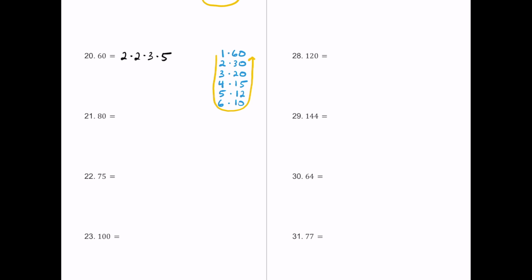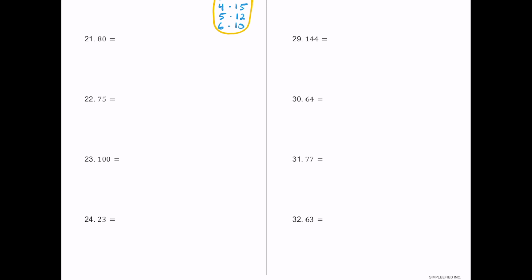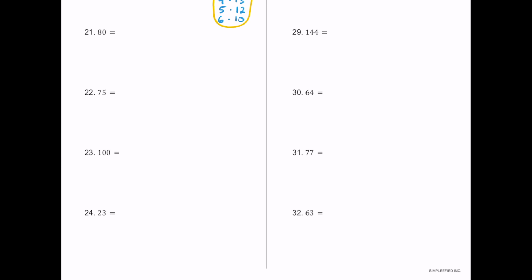Moving on down, let's see what else we got here to try. For number 21, we have the number 80. So 80 breaks into 2 times 2 times 2 times 2 times 5. Alrighty, and so if we're going to write the prime factorization out, that should help us. We have 1 and 80 as our first 2 factors. 2 times the rest of these. 2 times 2 is 4. 4 times 2 is 8. 8 times 5 is 40. So we have 2 and 40.